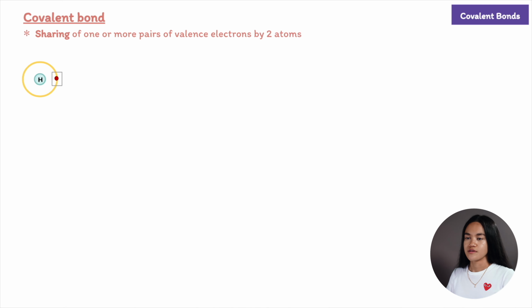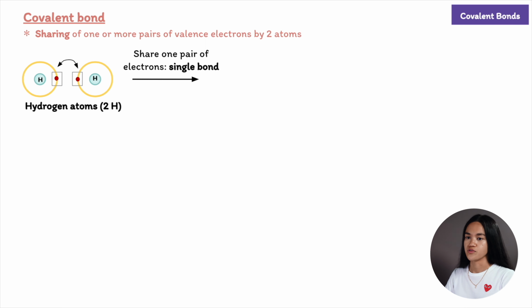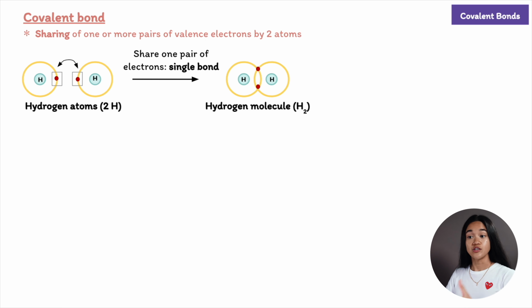Let's take hydrogen. Hydrogen has one valence electron occupying the first shell. If you recall, the first shell has a capacity to hold two electrons. So when the two hydrogen atoms approach each other, they can share electrons. The electron of each atom is attracted to the proton in the other nucleus. The result is each hydrogen atom now has two electrons, and they both have a full valence shell. This is a hydrogen molecule. Look at these two cuties here, sharing one pair of electrons, and now they're both complete.